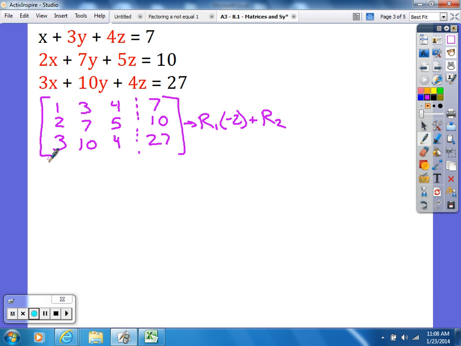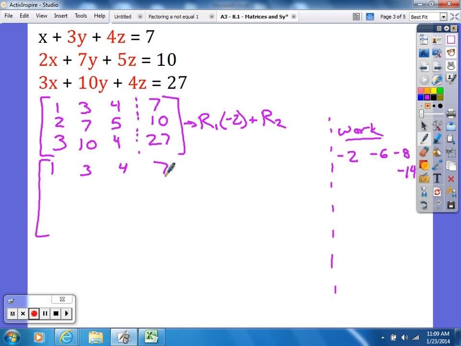So, honestly, you know what I do? This is my work section. So I'm going to multiply row 1 by negative 2: negative 2, negative 6, negative 8, and negative 14. Now I can add it and just put it straight into the matrix, if that helps you. I'm not good at multiplying in my head and then trying to add at the same time or anything like that. So I've got 1, 3, 4, 7. That stays the same. 0, negative 3, negative 4, and negative 4.